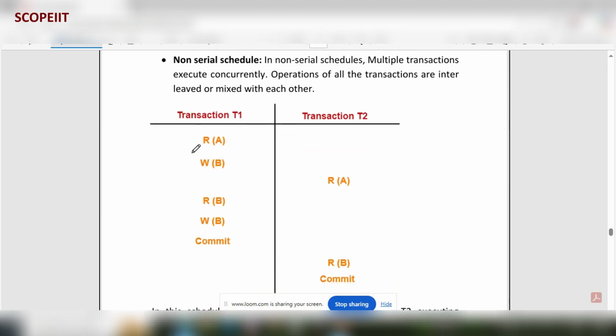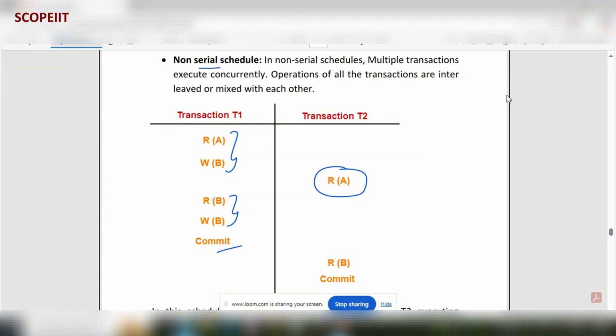So I hope you understood serial schedule. Serial schedule means first of all one transaction will be executed. After that only your second transaction will start. Next is non-serial schedule. Non-serial schedule means it is possible, like see here, transaction T1 was executed, in the middle transaction T2 has read the value of A. Then again transaction T1 is reading and writing the value of variable B. Then it commits, after that transaction T2 will read the value of B and commit. So this is nothing but known as non-serial schedule.